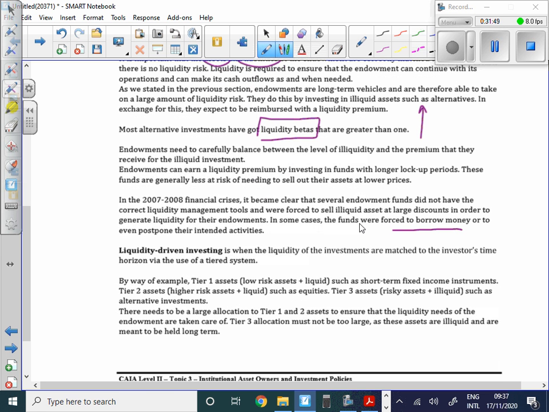We talk about this lovely concept, guys, called LDI, liquidity-driven investing. In other words, I match my investments to my liquidity. You can look at your various kinds of assets. For example, tier 1 assets are low risk, highly liquid assets. Tier 2 are higher risk, less liquid. And tier 3 are things like alternatives, which are very risky and illiquid. Generally speaking, for an endowment I would have a much larger allocation towards tier 1 and tier 2 assets to make sure my liquidity is taken care of, and then I could put some of the balance towards the tier 3 allocation, which is high risk and low liquidity.